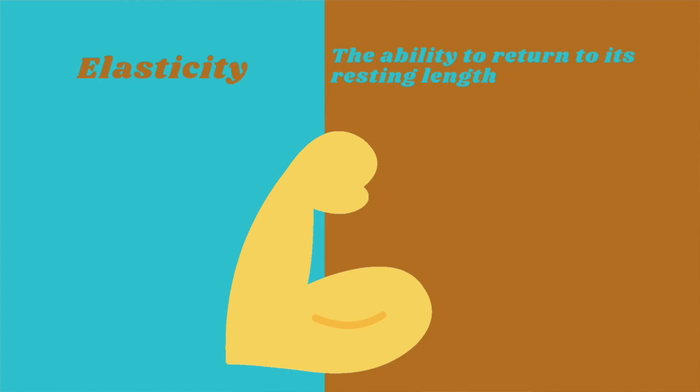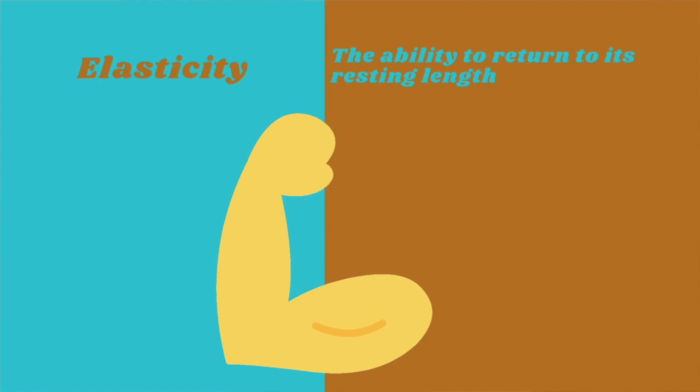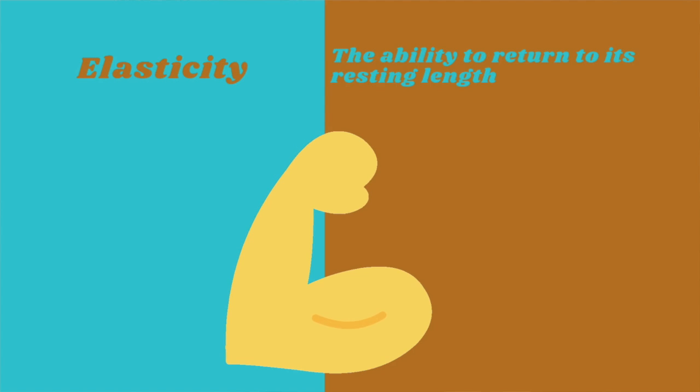Next, we're going to talk about elasticity. So when your muscle contracts and it changes length, it either shortens or lengthens, it has the ability to return to its resting length. No matter how heavy the object is that you're lifting, your muscle can always return to its resting length. Next is extensibility.